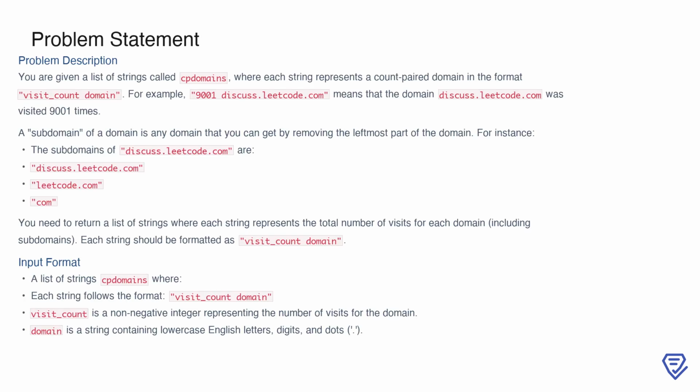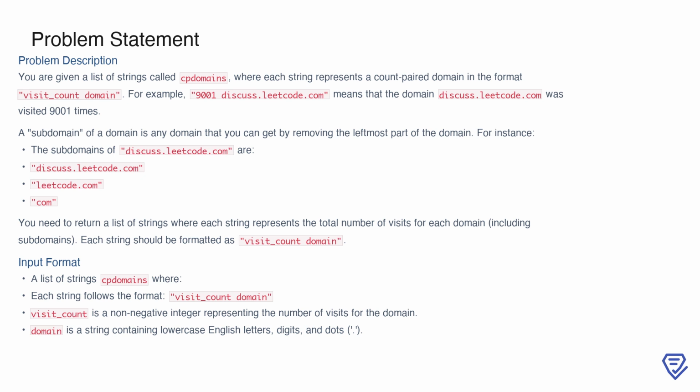In this problem, we are tasked with analyzing a list of strings called domains. Each string in this list represents a domain name paired with the number of times the domain was visited. The format is straightforward. The string starts with the visit count, followed by the domain name. For example, 9001 discuss.leetcode.com tells us that discuss.leetcode.com was visited 9001 times.